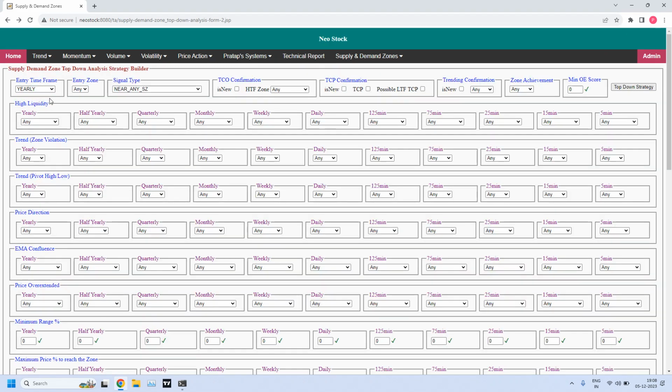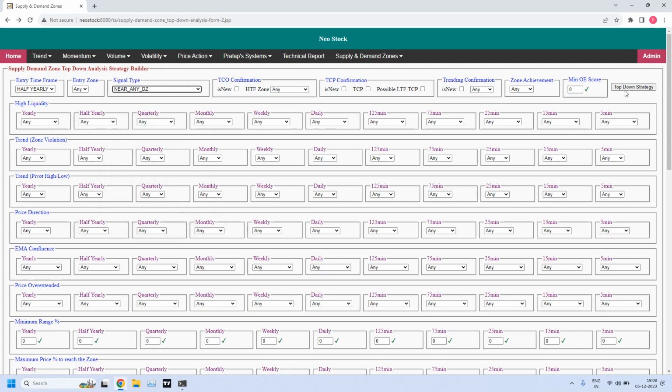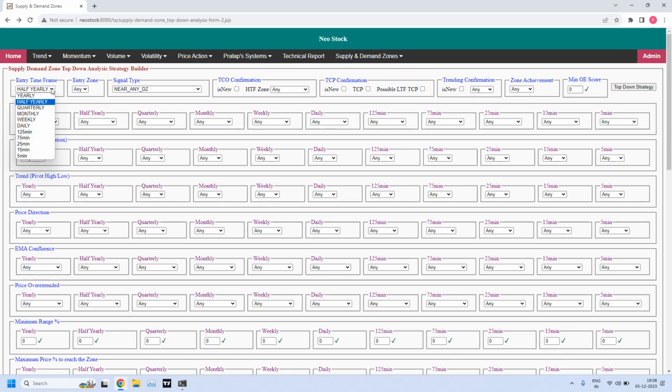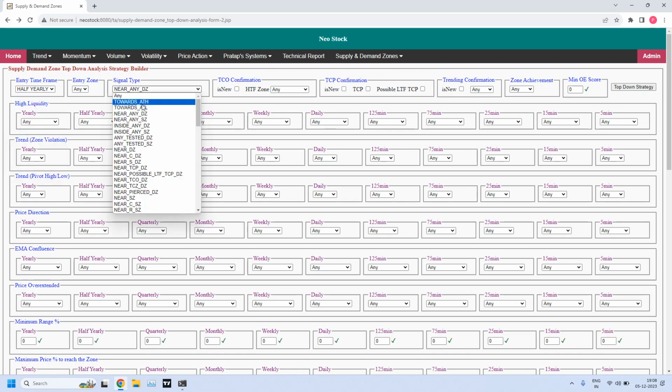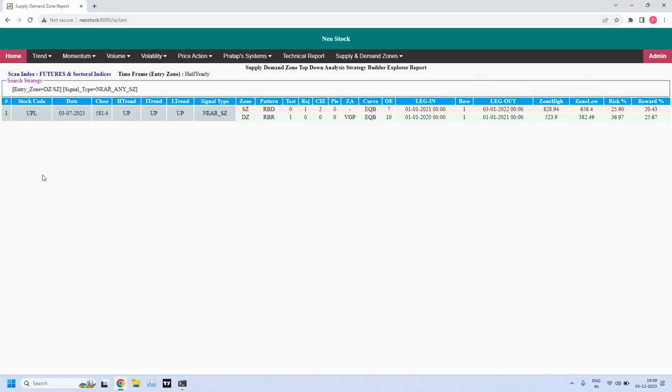Now let us generate for half yearly time frame. Entry time frame is half yearly. Let us find the stocks near to the half yearly demand zone. So one stock is filtered, which is near to the half yearly demand zone. Let's go back. Entry time frame is half yearly. Let us find the stocks which are near to the half yearly supply zone. So this one stock is near to the half yearly supply zone.